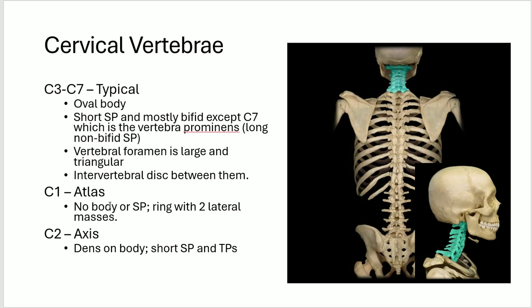All right, so C1 and C2 are a little bit more special. They actually have their own names. C1 we call the atlas. It is ring shaped. Think about how in mythology, Atlas held up the big round world. Well, C1, the atlas, holds up our big round head. It doesn't have a body. It doesn't have a spinal process. It is a ring with 2 lateral masses.